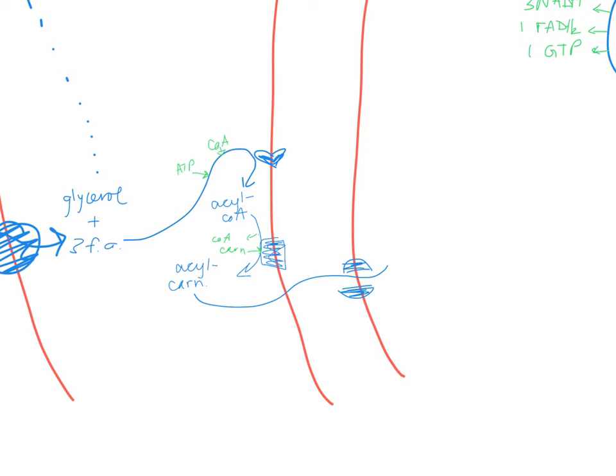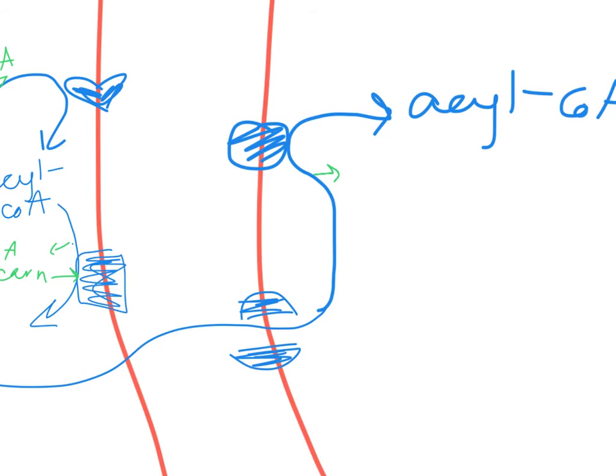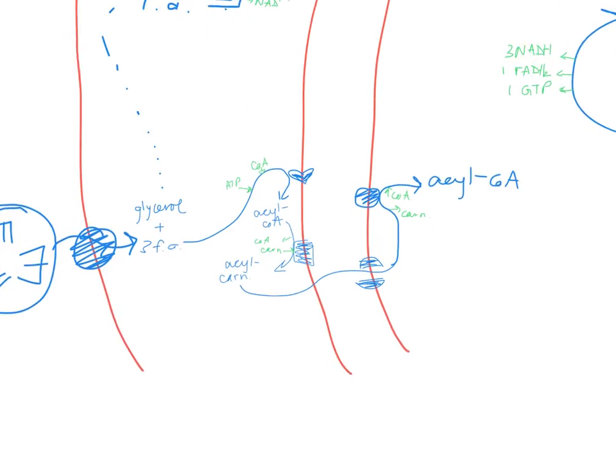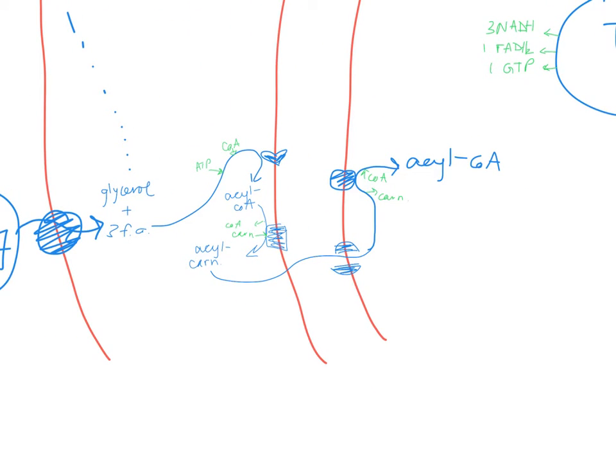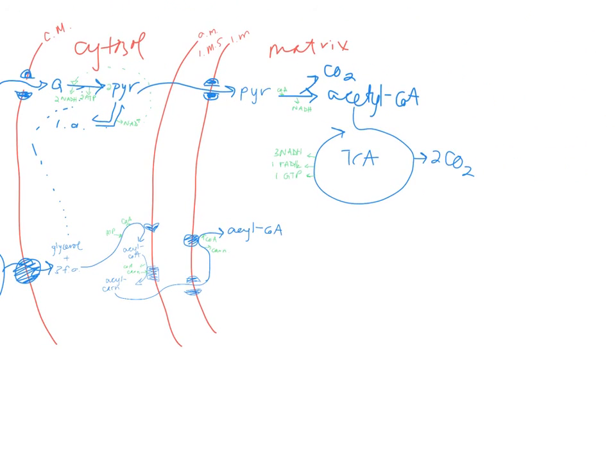And once inside the mitochondria, it is reverted back to acyl-CoA. And again, carnitine comes off, and a CoA goes on. All right, so we have lipolysis followed by activation, followed by transport. So now we have our acyl-CoA in the mitochondrial matrix.